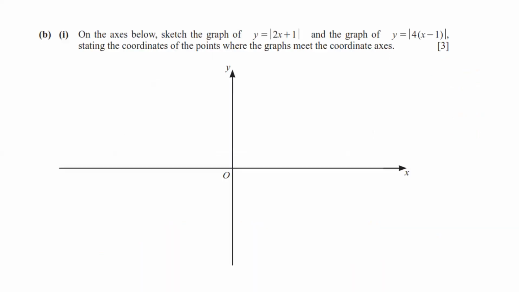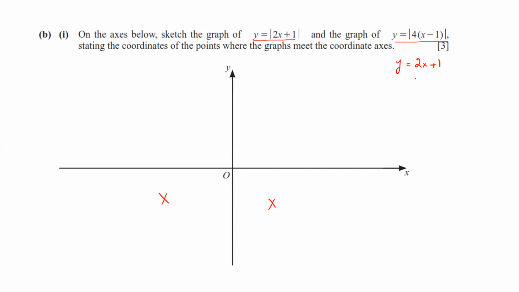So moving ahead, part B. Part B says: on the axis below, sketch the graph of y is equal to mod of 2x plus 1 and the graph of y is equal to 4 multiplied by, in brackets, x minus 1. And remember, both of these are in mod. So the output value of f cannot go in the negative domain. The value of f is always positive. So the best way is to draw a graph of y is equal to 2x plus 1. So how would this graph look?